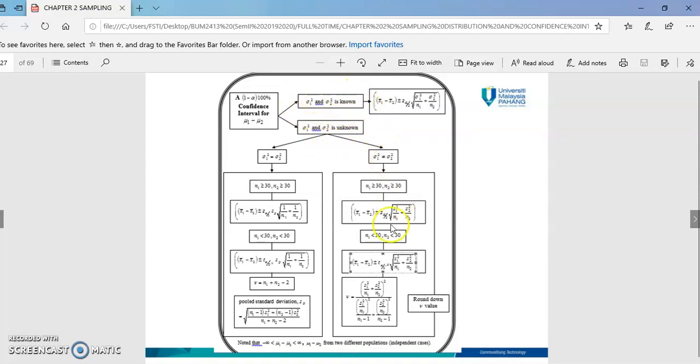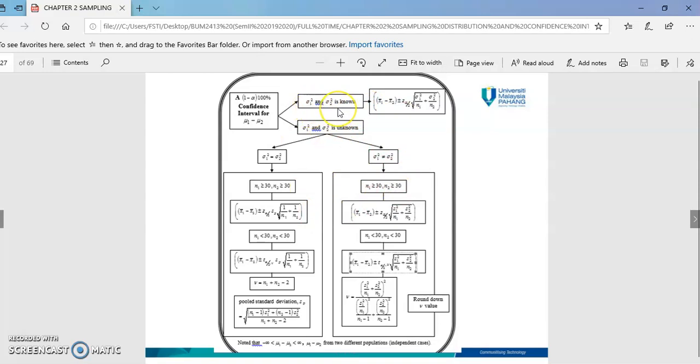If the formula here is not clear, you can refer to your module or your statistical table. We tried to fit all the formulas on one screen, that's why it is not really clear.